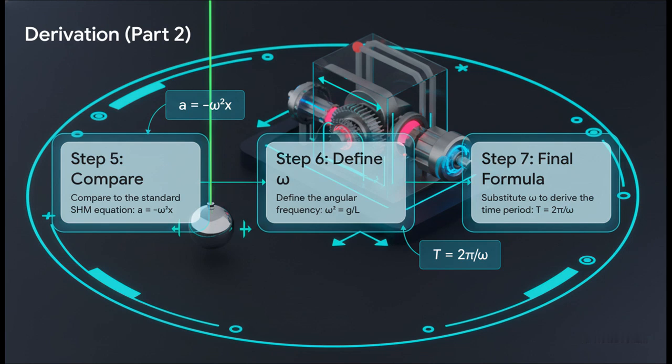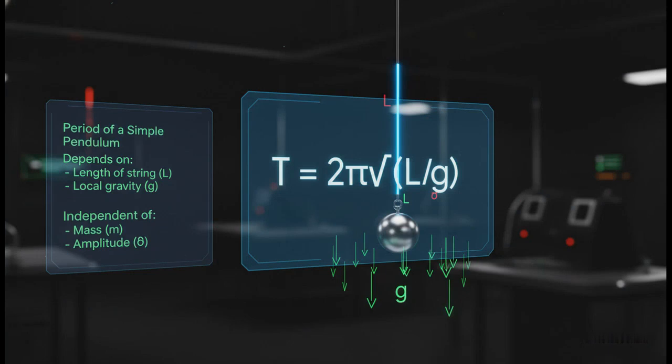And the final piece of the puzzle, step 7, is knowing that the period, T, is always 2 pi divided by that angular frequency. That leads us right to our final formula. And here it is, so beautiful. The time for one full swing, T, is equal to 2 pi times the square root of the pendulum's length, L, divided by the acceleration due to gravity, g.